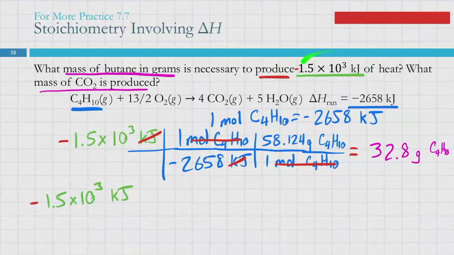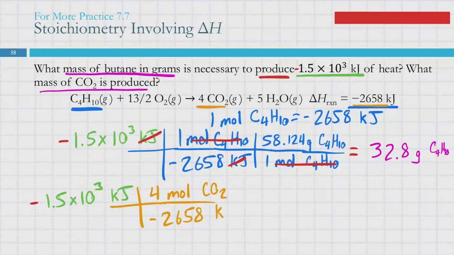And so we can go from the kilojoules to CO2 instead. We'll do that in orange, go Giants. So our conversion factor, our ratio, is now negative 2,658 kilojoules, the same amount of energy, but this corresponds to 4 moles of CO2 being produced. So 4 moles of CO2 produced for every 2,658 kilojoules of energy that was also produced.